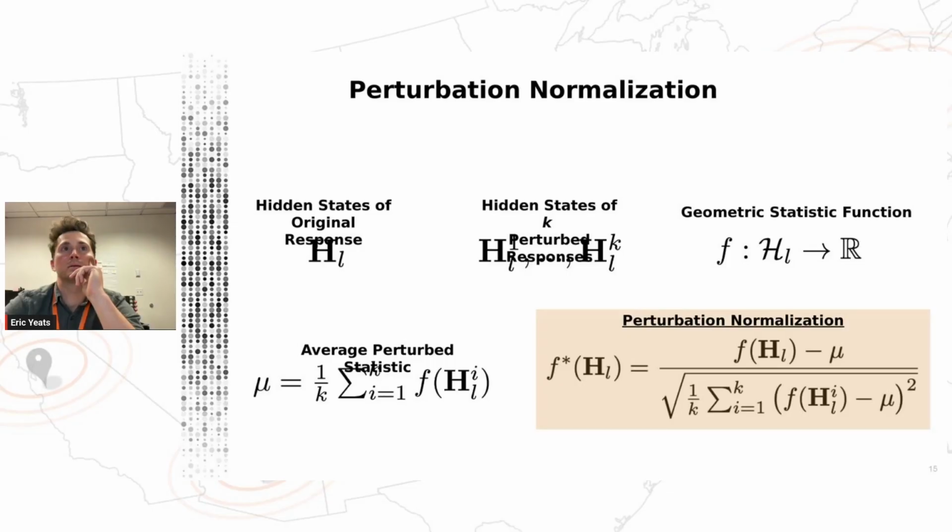And now we can define it formally. So let's say we have our hidden states of the original response, and then we have, it might be difficult to see here, a collection of hidden states for the k perturbed responses. We also have a geometric statistic function, which takes as input a sequence of hidden states and then outputs a real valued geometric statistic. We will then normalize this geometric statistic with the mean and standard deviation of the geometric statistics for the perturbed responses.